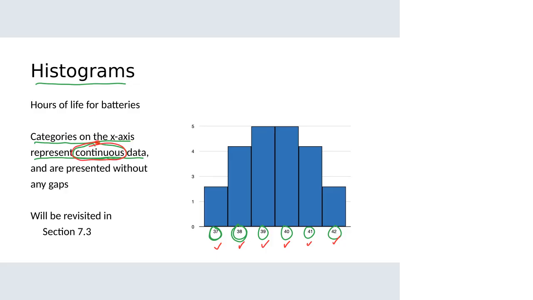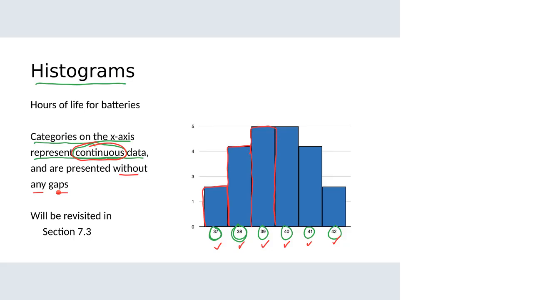This is continuous data. It goes 37, 38, 39, 40. There's an order to it. We're going to keep that order when we make our histogram. We're not going to mess with that. And you can also notice that these bars, when they're drawn, there's absolutely no gaps between them. They're pressed right up against each other. These bars are presented without any gaps. And that's going to be the case in a histogram.